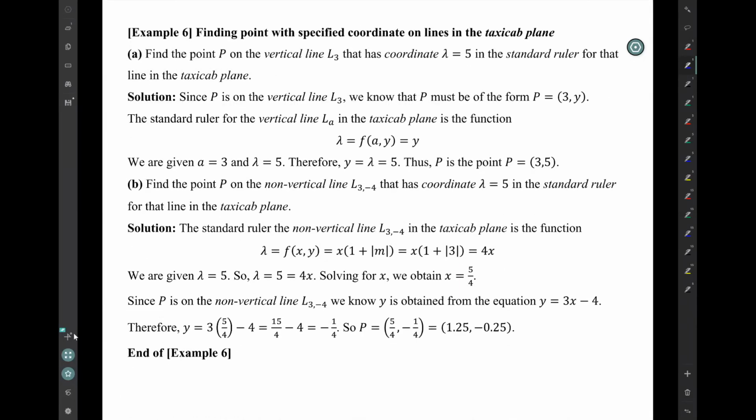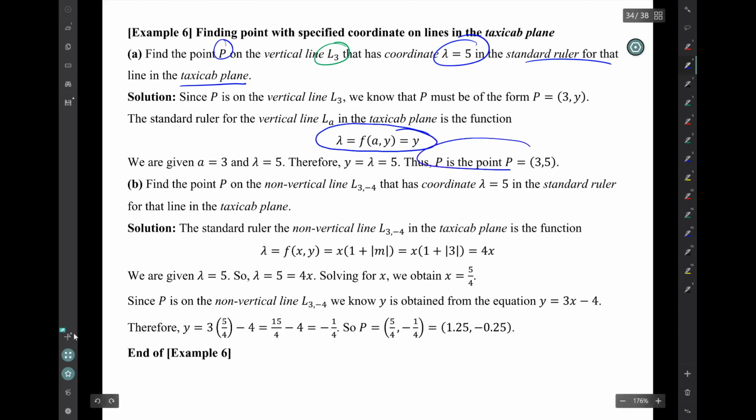Example 6, finding a point with specified coordinate on a line in the taxicab plane. So now let's let the line be, again, the vertical line, L3, and let's look for the point P that has coordinate lambda equals 5 in the standard ruler for that line in the taxicab plane. Well, question A is the same as it was for the Euclidean plane because the ruler for vertical lines in the taxicab plane is exactly the same as the formula for the ruler for lines in the Euclidean plane. So we end up with that P has to be the point (3, 5), just as we did in the previous example.